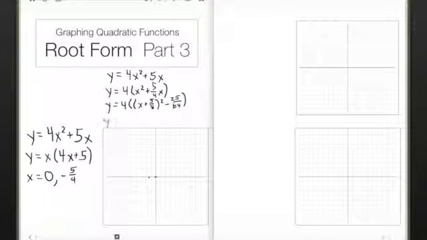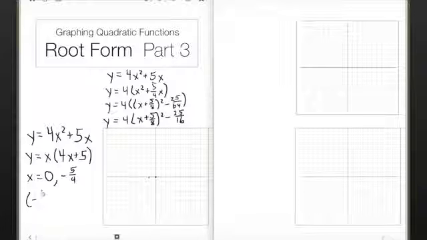Okay, and now we're just going to multiply negative 25 over 64 by the 4 to bring it outside of the parentheses. We'll get negative 100 over 64, which we can simplify: divide the top and bottom by 2, 100 over 64 would be 50 over 32. If we divide that by 2 again, we'll get 25 over 16. So minus 25 over 16. And there's our vertex. Negative 5 over 8, negative 25 over 16.